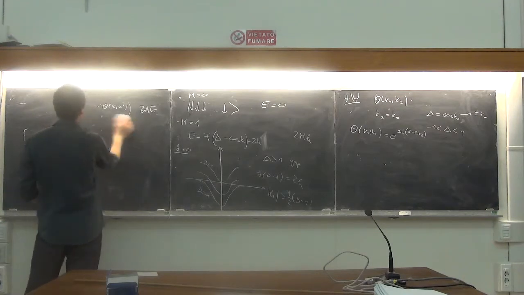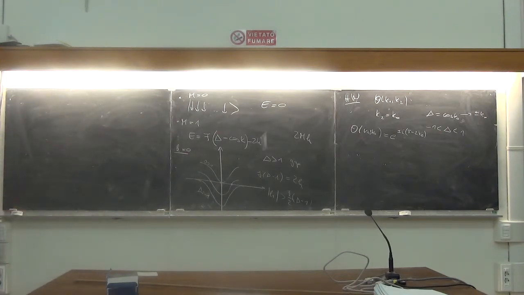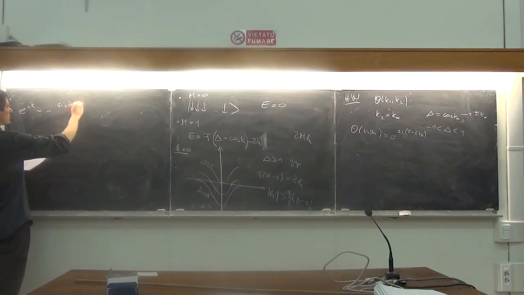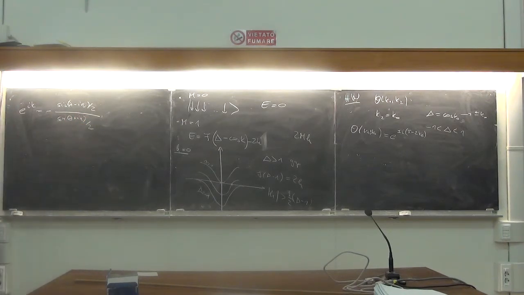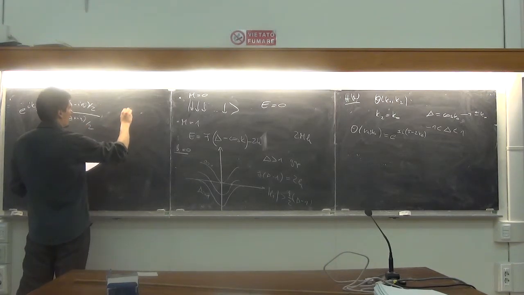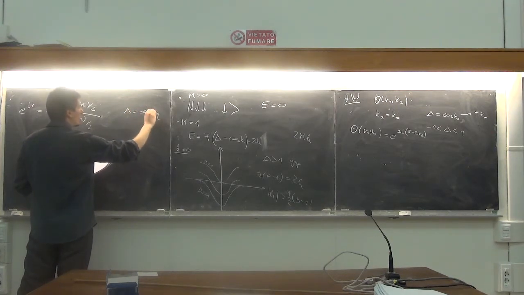As a preparation for the next occasion, of course, I think if you're interested in this, you should do it at least once on your own. Let me make the following substitution. And this is where we want to start next time. Okay, this is a definition of lambda, where delta is equal to minus cosh eta.